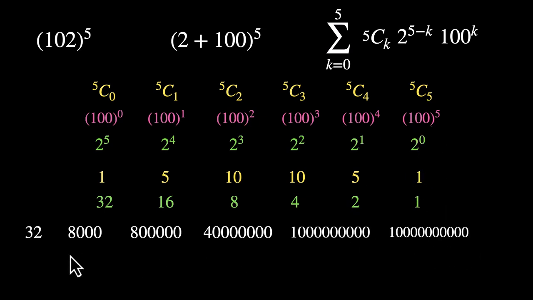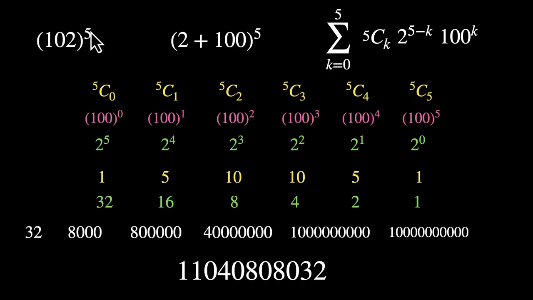Adding all 6 of them will give us 102 to the power 5. So let's do that. We have 1 and then 1 and 0, 4, 0, 8, 0, 8, 0, 3, 2. That's your answer. So this is the fifth power of 102. Let's wrap this up by solving one last problem. This time we'll go below 100. We'll have 99 to the power 4. Pause the video, try this out.